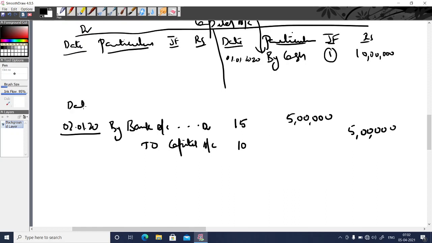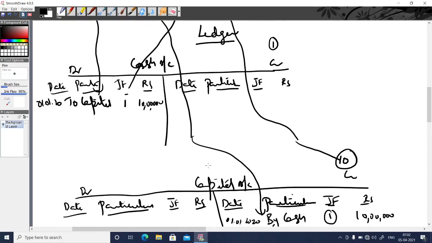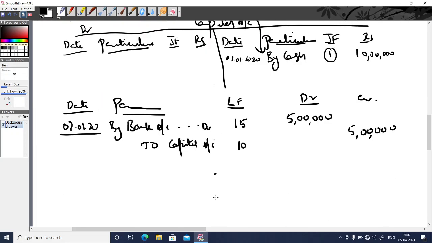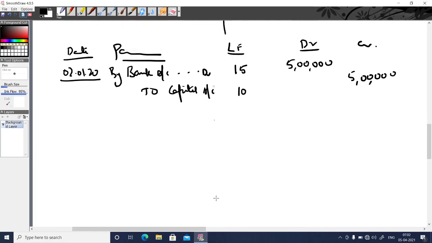This is the date column of the JF, particulars, LF number, debit and credit. How do I record this? How do I post this in the ledger? If you observe, our ledger is already having two accounts, the cash account and the capital account. Now I need one more account called the bank account. So I'll open the bank account.